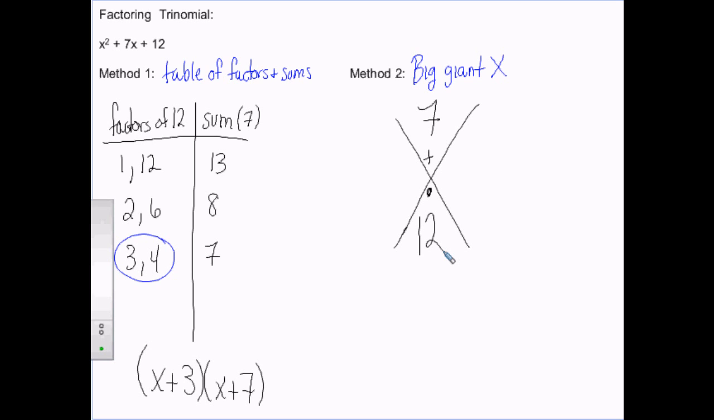Should it be x plus 4, not 7? Yes, you're right, thank you. Wrote 4, 7, wrote 7.